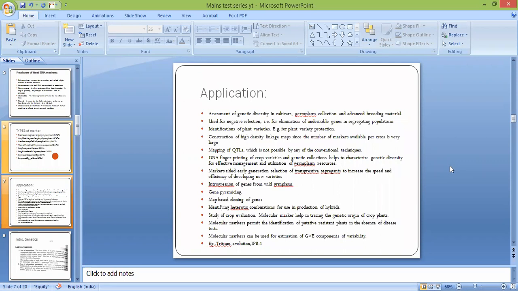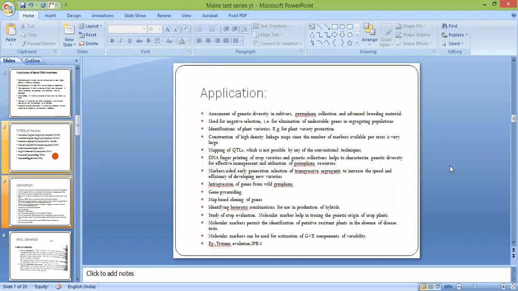And also DNA fingerprinting. DNA fingerprinting means that the variety is fingerprinted so that nobody can use it in a wrong manner. So just write DNA fingerprinting in crop varieties to protect the plant breeder. The sentence should be like this. Next is introgression of genes from wild, gene pyramiding, like for example, in case of improved Pusa Basmati 1, how it is utilized, and identifying the heterotic combination for use in hybrids.